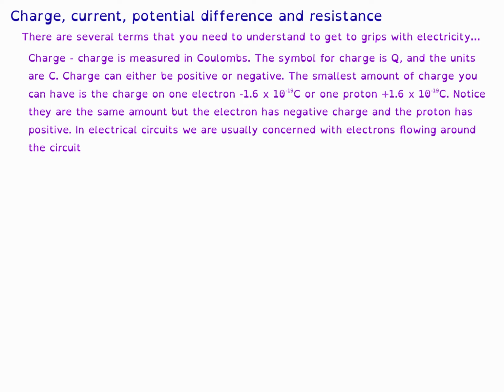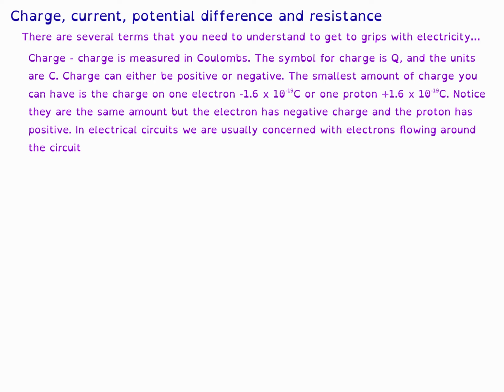Charge. Charge is measured in coulombs. The symbol for charge is Q and the units are capital C. Charge can either be positive or negative. The smallest amount of charge you can have is the charge on one electron, which is minus 1.6 times 10 to the minus 19 coulombs. Or it could be the charge on one proton, which is positive 1.6 times 10 to the minus 19 coulombs. Notice that they are the same amount, but the electron has a negative charge and the proton is positive.